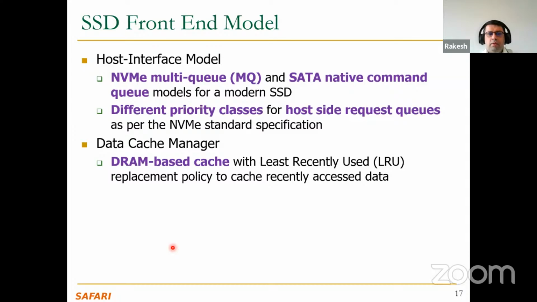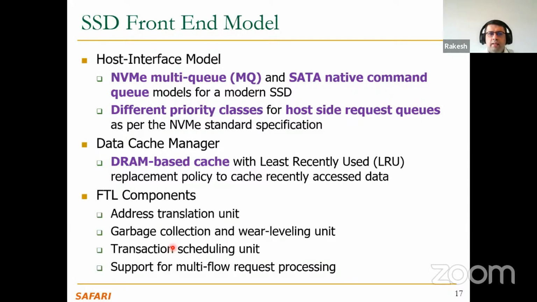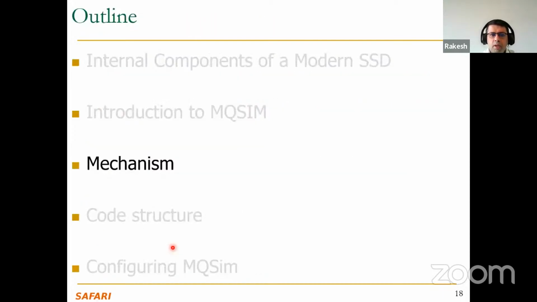And there is also a data cache manager, which is a DRAM based cache with the least recently used replacement policy to cache the recently accessed data. And the front end model also includes FTL components, which are the address translation unit, and the garbage collection and wear leveling unit. And there is also a transaction scheduling unit, and the support for multi-flow requests, which is basically the NVMe protocol. Please stop me if you have any questions at any point.